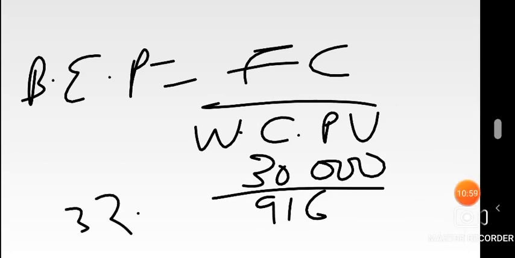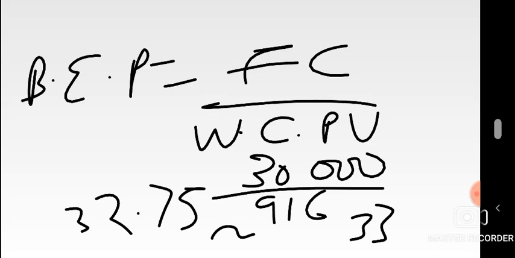We'll get 32.75 units. Now, these are units. Units we usually round off to the nearest whole number, because you cannot say we have 3 point what units. You just round off to the nearest whole number, which is 33 units, as of option 1, the break-even point in units in a multi-product scenario.